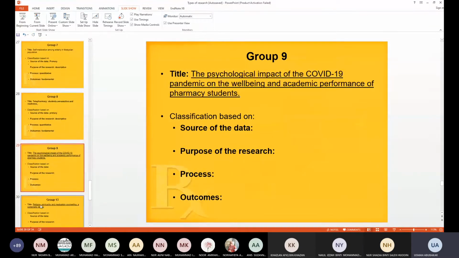Okay, group 9. Are you here? Yes, Doctor. Is the title on the screen correct? Yes, it's correct. Based on the source of the information, how do you classify your research? I think it's primary research because we will mainly focus on a survey. Right, the purpose of the research? I think it will be analytical because we are going to compare the well-being of pharmacy students with their academic performance.